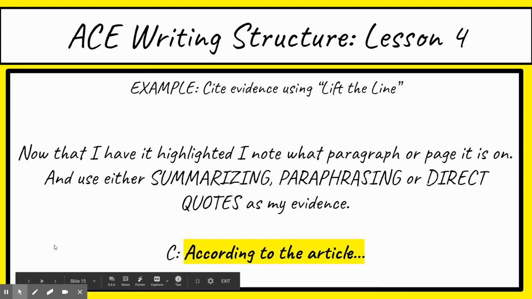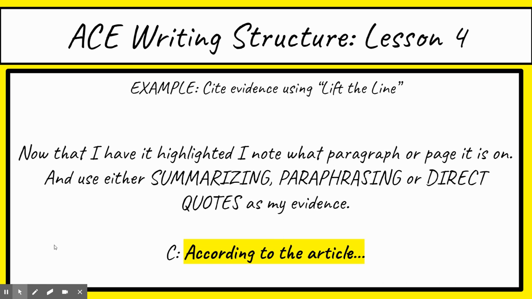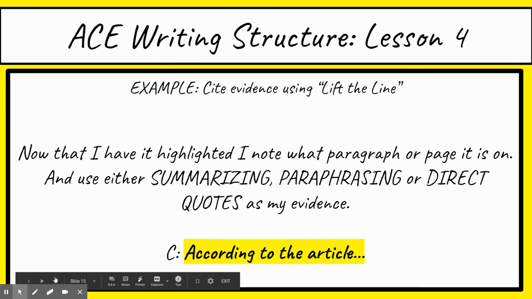Now you're going to actually use that evidence and lift the line to create the C portion of your ACE response. Remember, you can either summarize, paraphrase, or use a direct quote as your evidence. If you use a direct quote, please don't forget to put it in quotation marks. Please start with the sentence starter according to the article. You may do your C now.